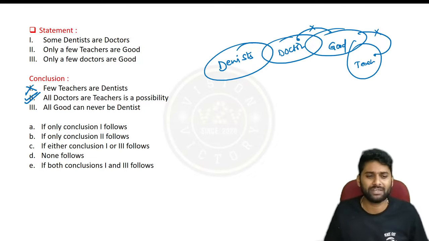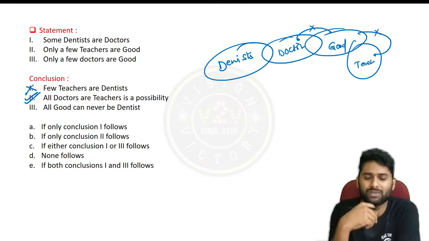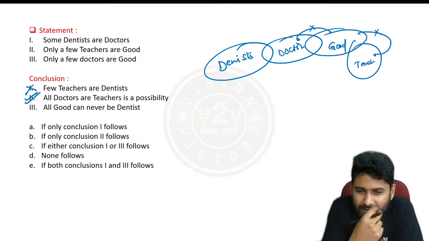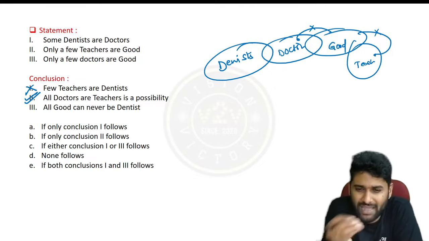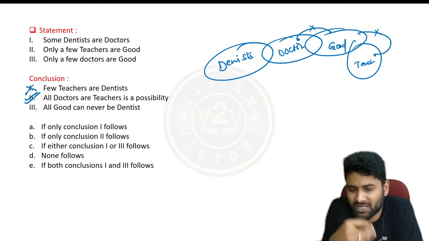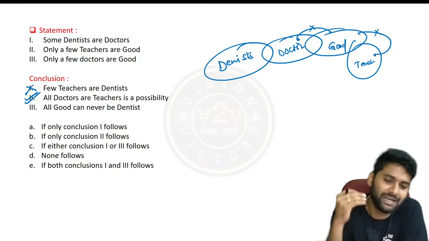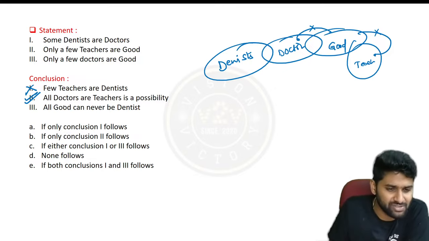Next one, all good can never be a dentist. Guys, all good can be a dentist, all good can be a teacher, all good can be a doctor. It's always a possibility. So, "can never be" is always invalid. So, only conclusion 2 is valid.